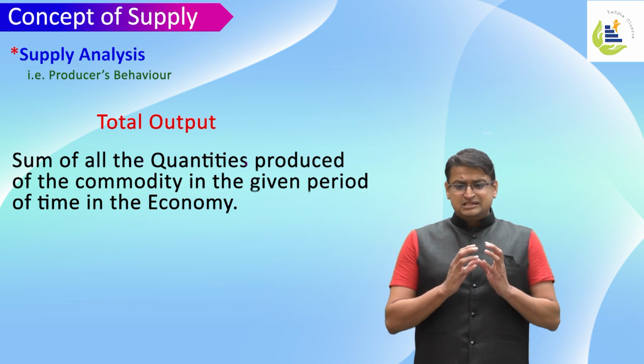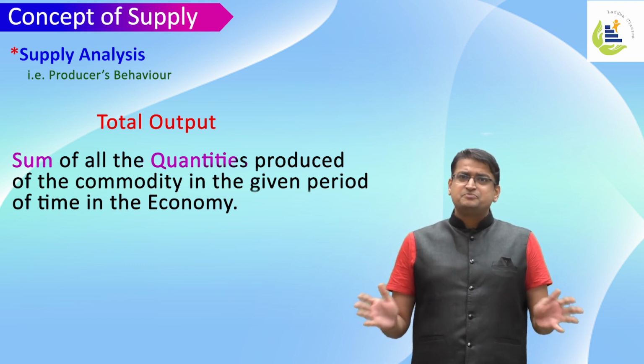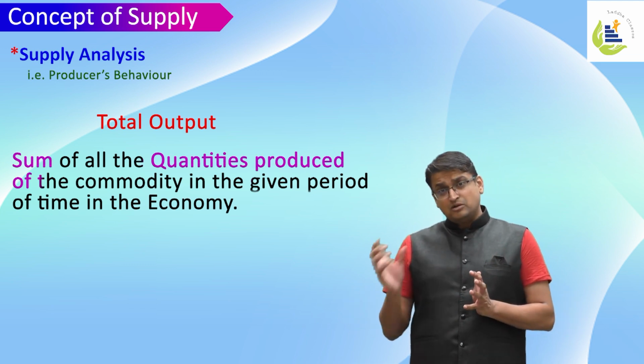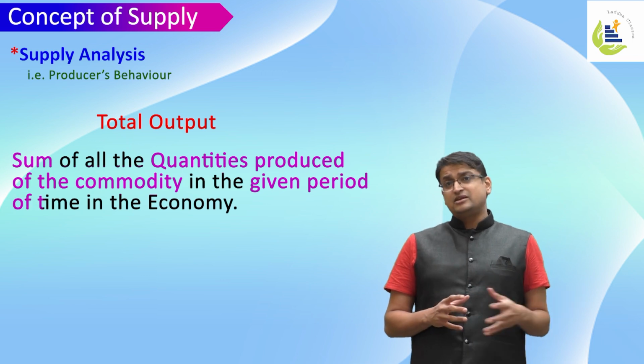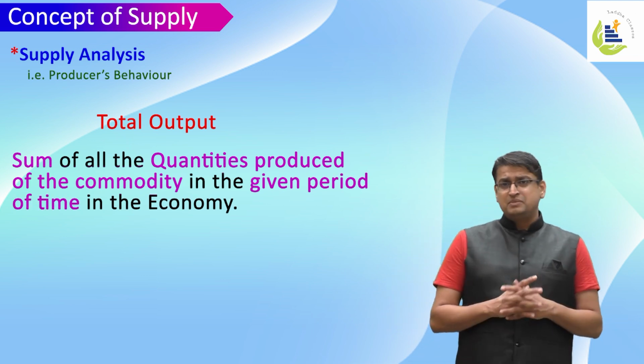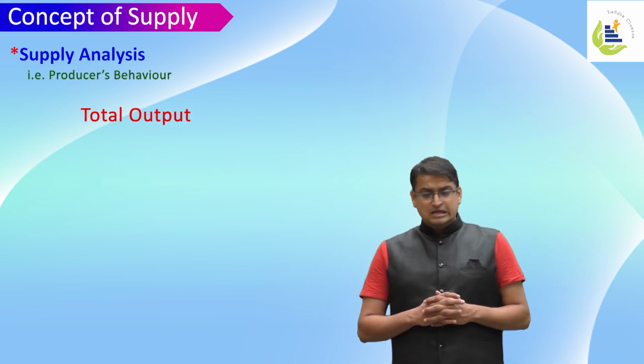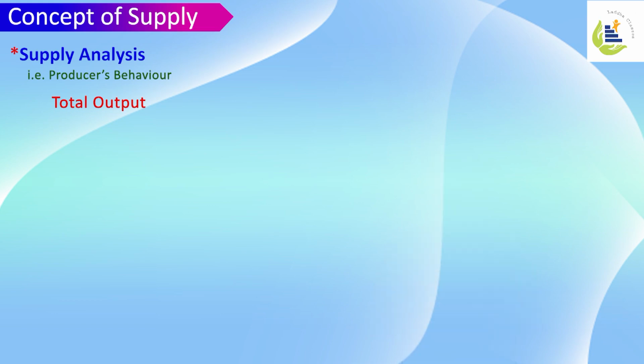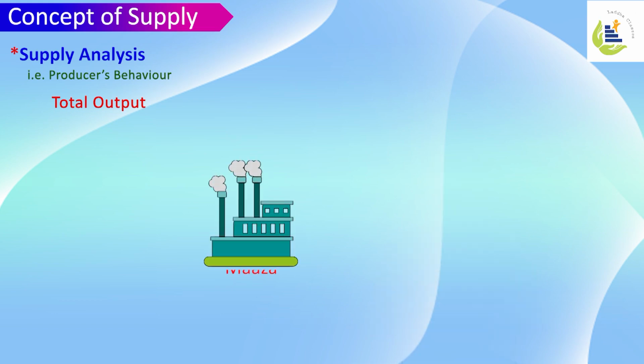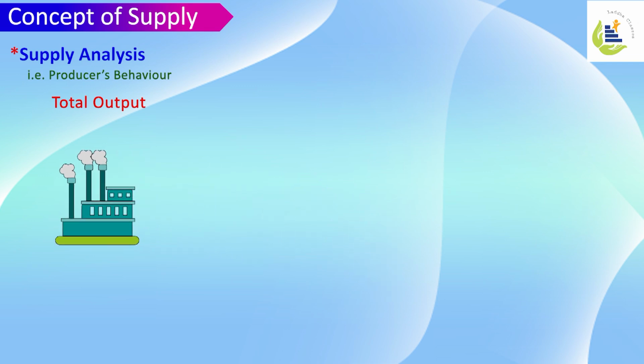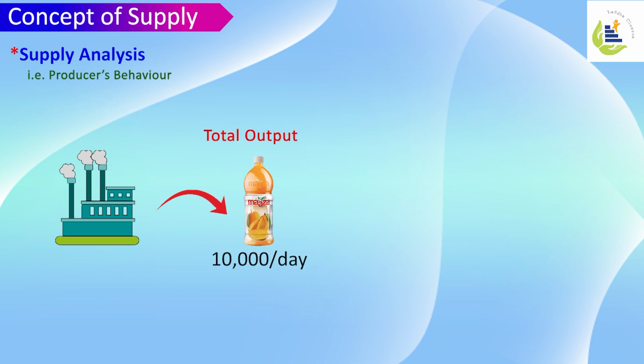Simple. It's the sum of all the quantities produced of the commodity in the given period of time in the economy. I'll give you an example to explain this total output. Let's say in a factory producing Maaza, we give input in the form of fruits and we get output. So this specific factory produces 10,000 bottles in a day. So that is its total output.